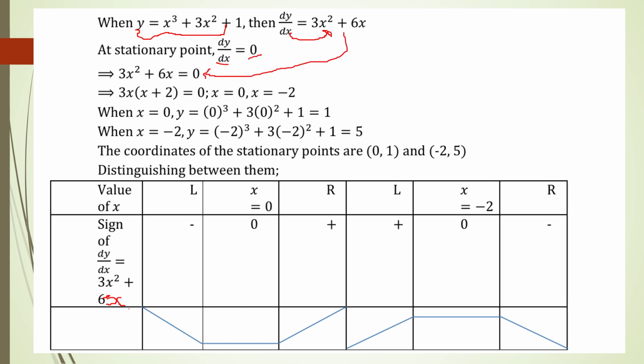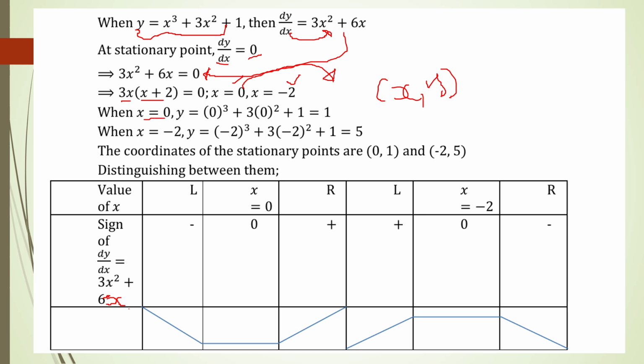Now we are going to use the factorization method and solve this quadratic. So it's going to be 3x into bracket of x plus 2. The first value of x is going to be 0 and the next value of x is going to be negative 2. Here you have to remember that for us to get the turning point, we have to have the x value together with the y value.